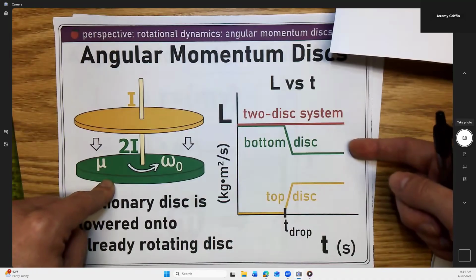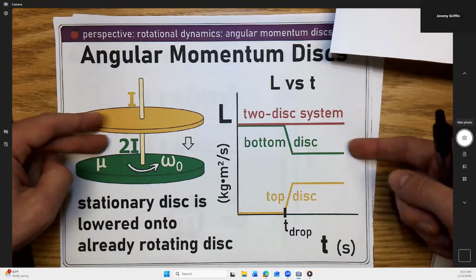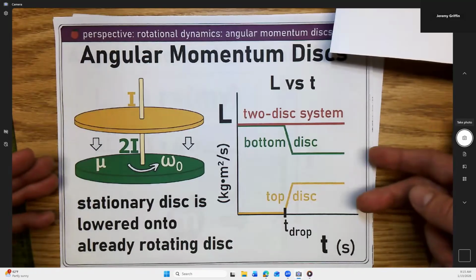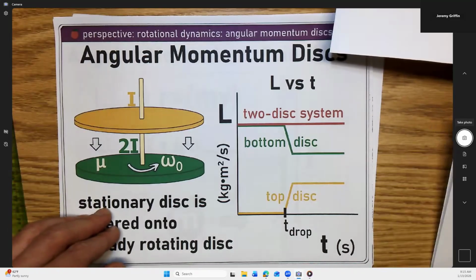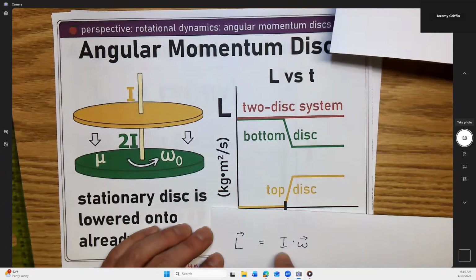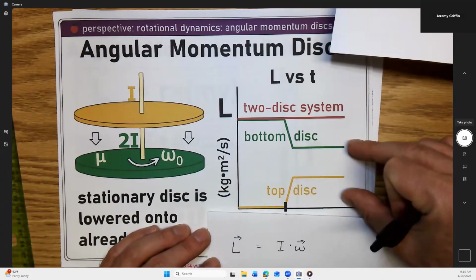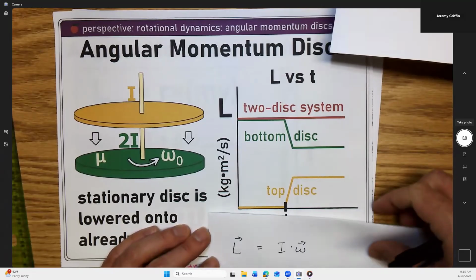Now, after they stick together, you remember you were saying that the fact that this green one has twice the rotational inertia compared to the gold, it should have twice the angular momentum because they have the same angular velocity. They have the same omega, and I is in a ratio of 2 to 1. Therefore, the angular momentum should be 2 to 1, and that's exactly true. You see this green curve is twice as tall as the gold curve.